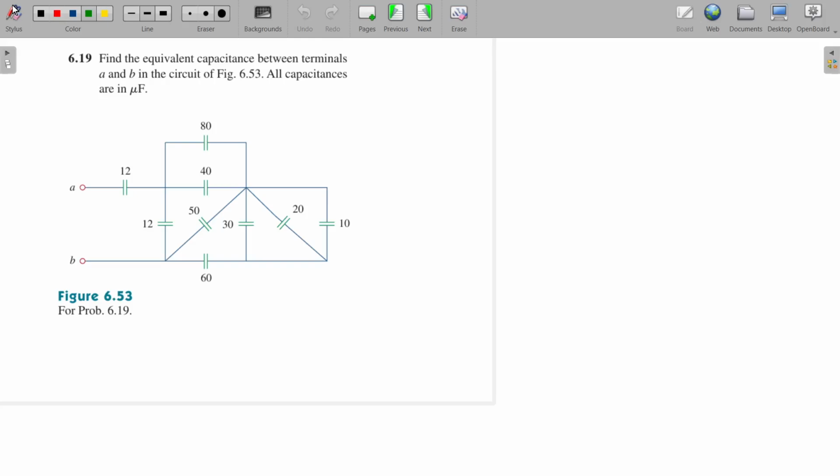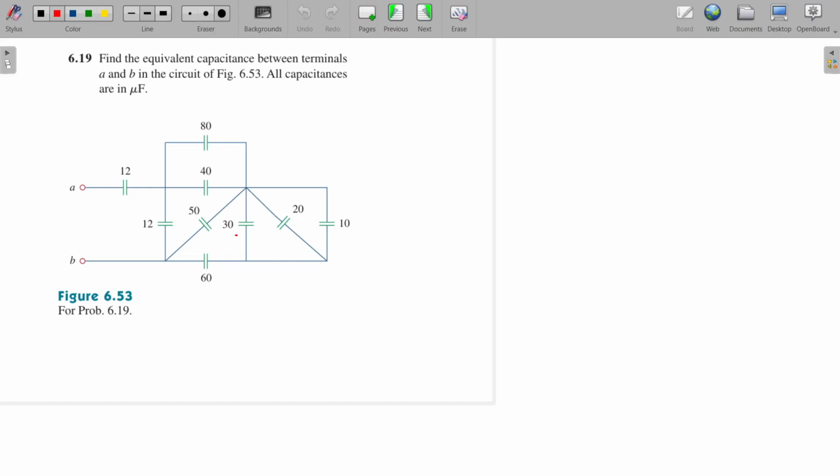Hello everybody, now we are going to solve a problem from Fundamentals of Electric Circuits by Alexander and Sadiku's 5th edition. This is question number 6.19, and the question is: find the equivalent capacitance between terminals A and B in the circuit. All capacitances are in microfarad. Okay, so this is the circuit given.